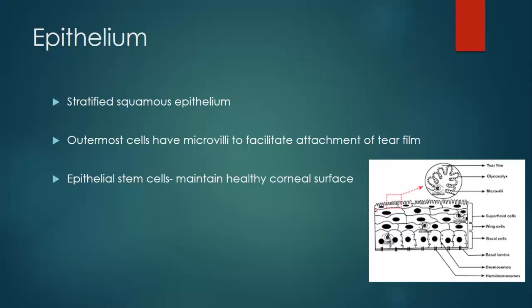If you see the epithelium here, there is a basal lamina. On the basal lamina there is stratified squamous epithelium. Sitting on the basal lamina are the basal cells. Basal cells, as they go superficially, become wing-shaped cells, and then the superficial cells. These superficial cells have microvilli. You can see the microvilli here. On these microvilli the tear film is attached. So the microvilli increase the surface area of the epithelial cells so that the epithelial cells' oxygen supply is maintained. And this is very important to maintain a healthy corneal surface.